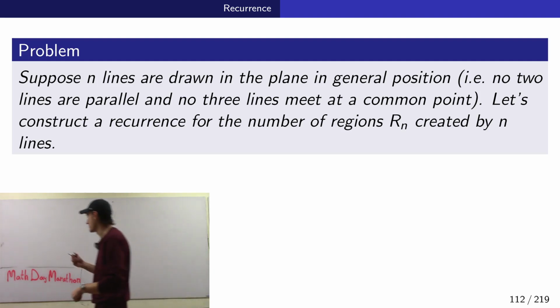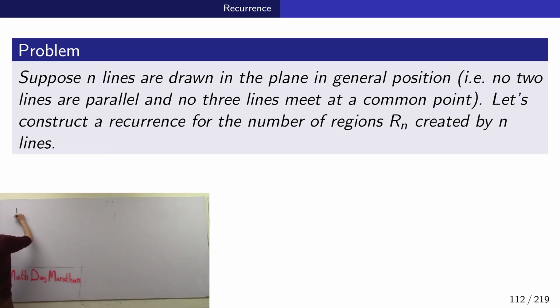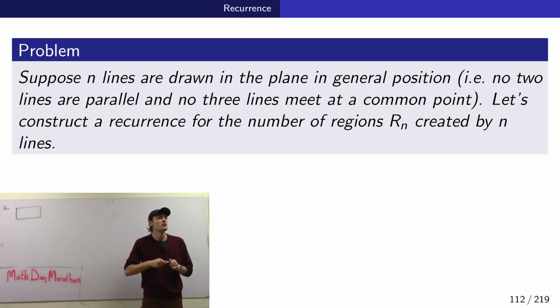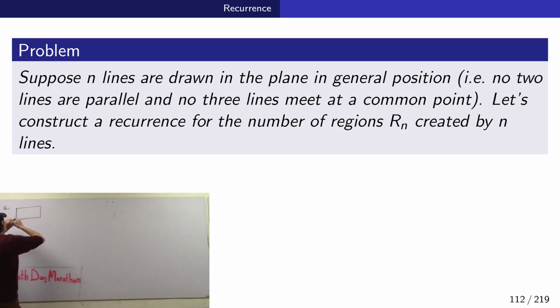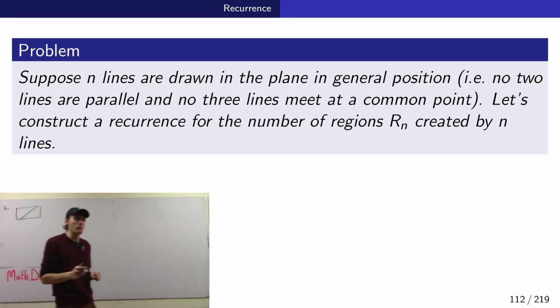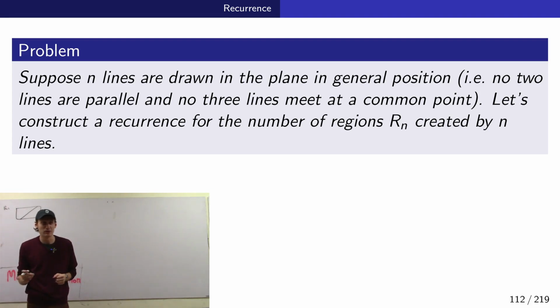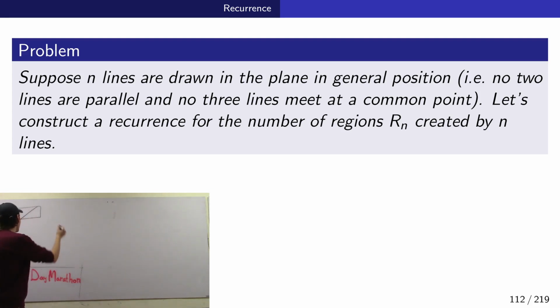So let's think about this first. Maybe I have the plane, and I want to think about R1. R1 tells me how many regions the plane is split into by a line. I have the plane, you can think about it extending infinitely, and I draw a line in some fashion. How many regions have I split the plane into? Two. Oftentimes it's nice when our recurrence starts off not so bad. Okay, next, R2: what's going on?